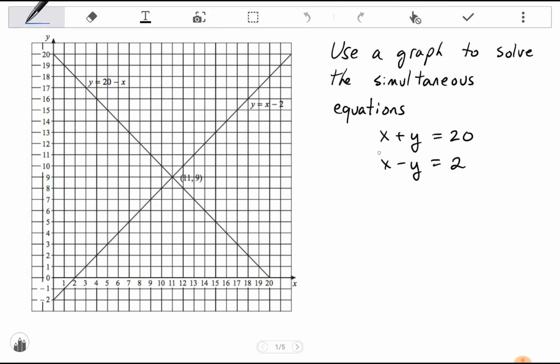All right, to write these out as straight lines, we need to put them in the form that we're familiar with, which is y equals mx plus b. So that means we need to rearrange both of these first. I've graphed them here, but we'll just confirm that it's right.